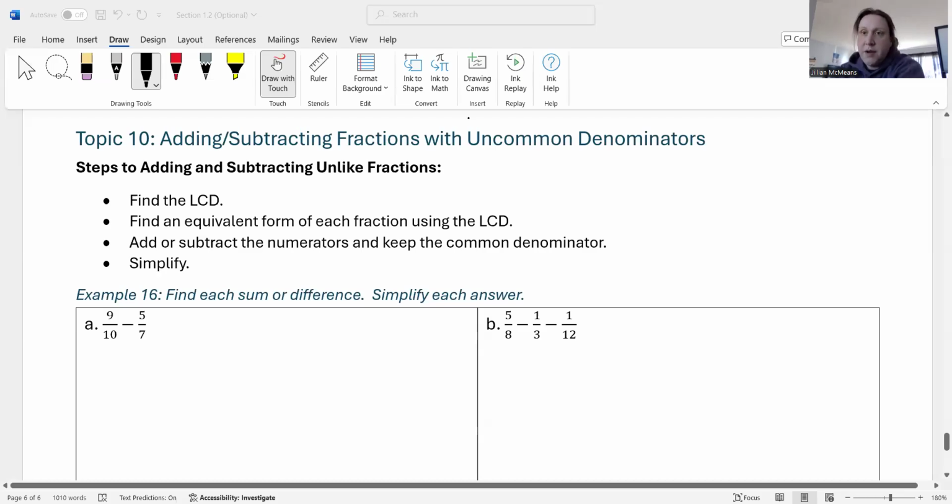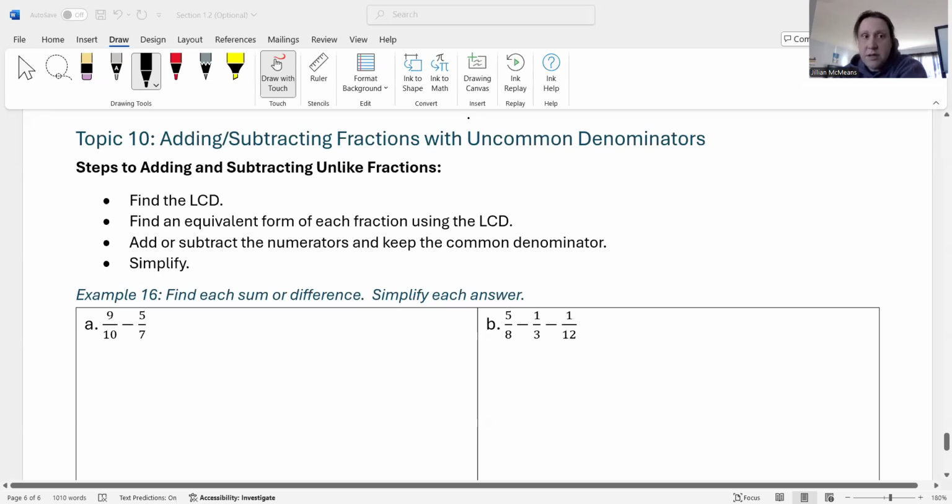Okay, the time has finally come where we're going to talk about adding and subtracting fractions with uncommon denominators, or we could say adding and subtracting fractions with unlike denominators, okay? Or we could say adding and subtracting unlike fractions. There's different ways to say the same thing. Now, this is kind of what all of this has been leading up to the last few videos.